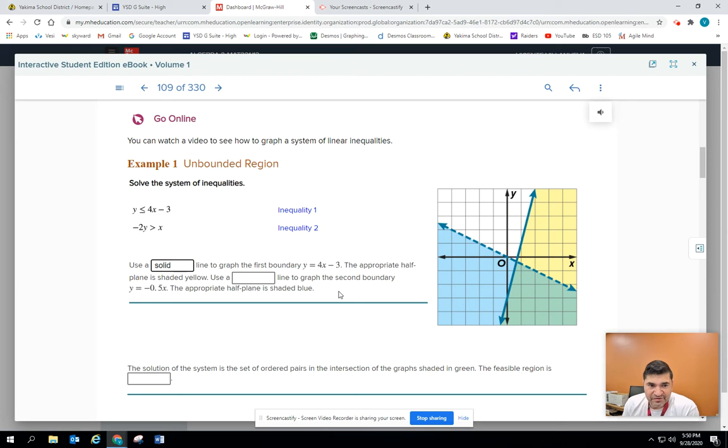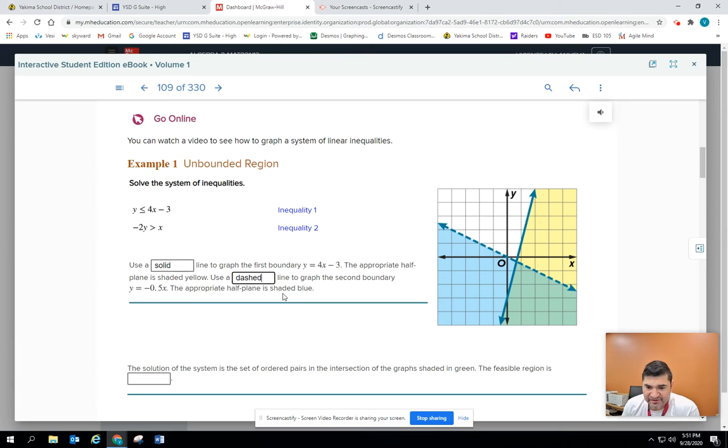Okay, you should use a dashed line because there is no equal sign. Remember, only when it has an equal sign is it going to be a solid line, because that includes it. This is saying everything that it is not equal to. Therefore, we have a dashed line. Use a dashed line to graph the second boundary, y equals negative 0.5x.